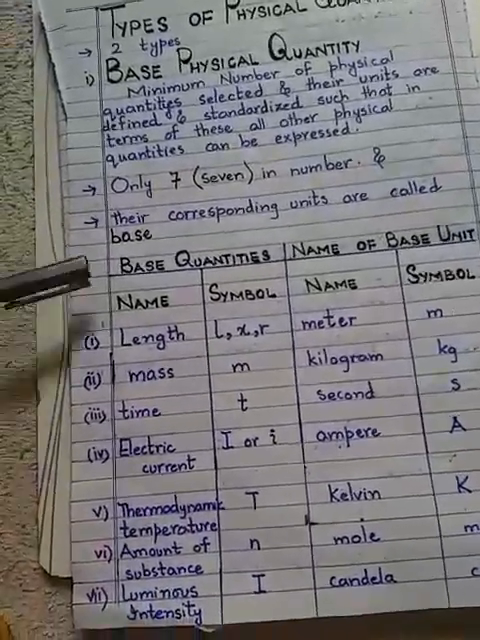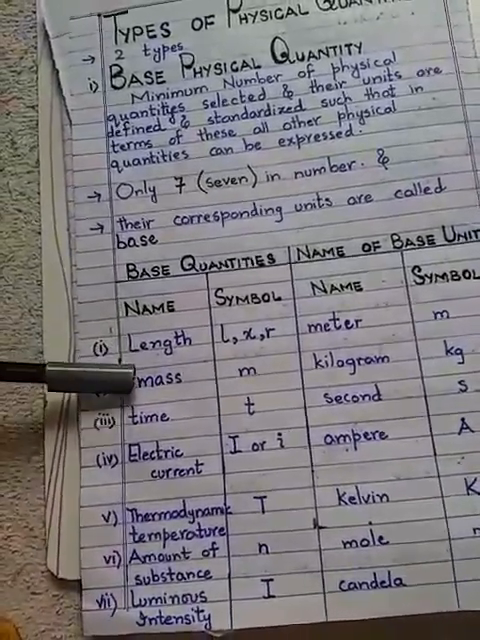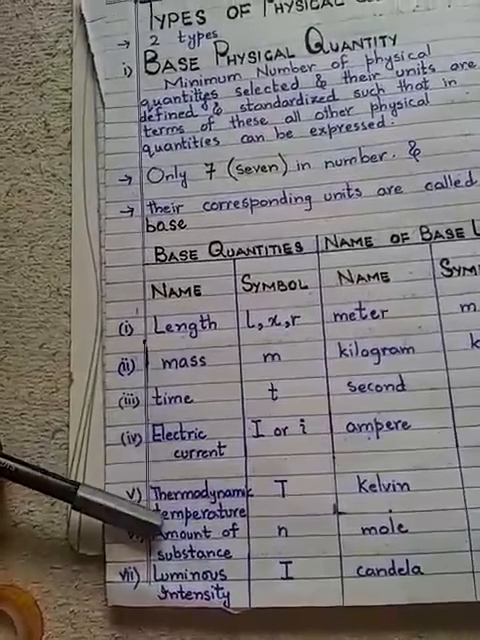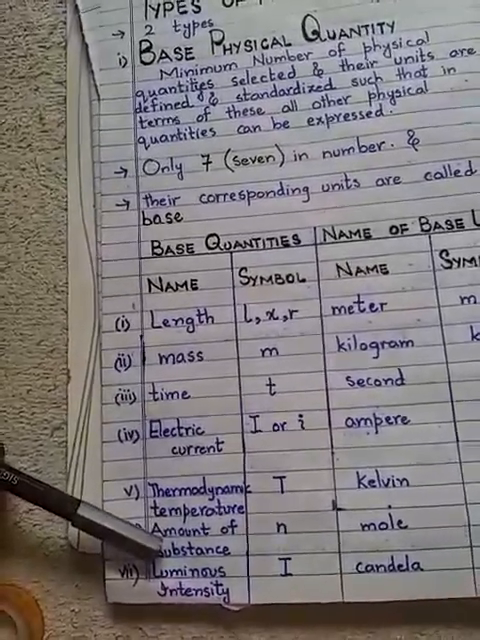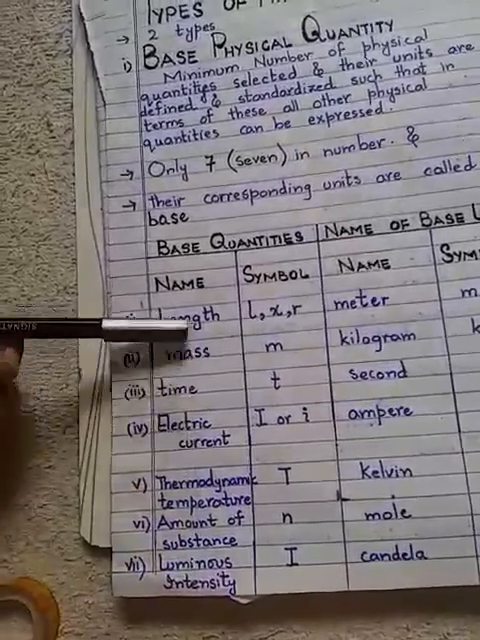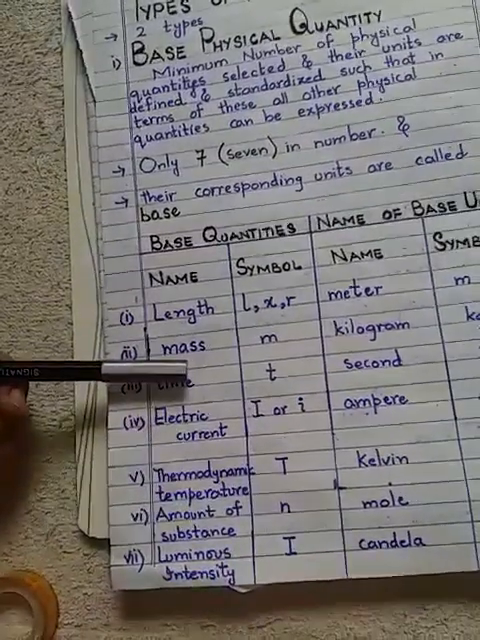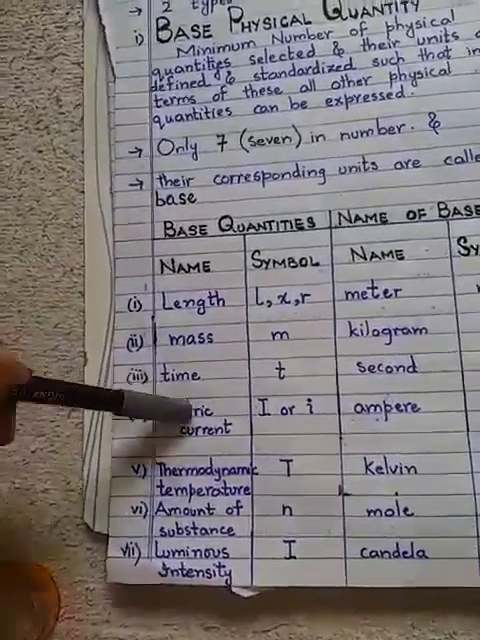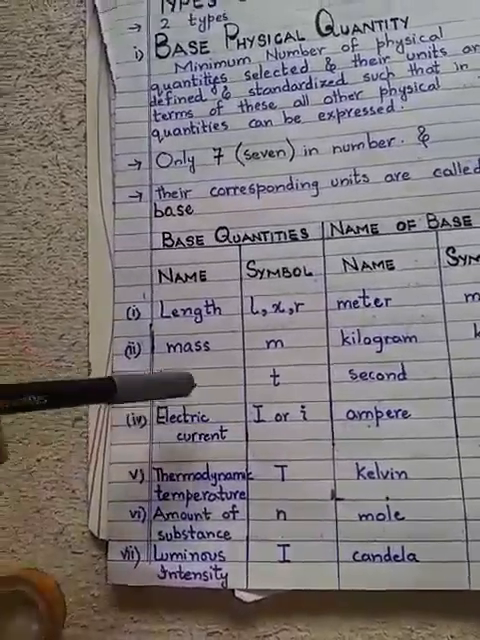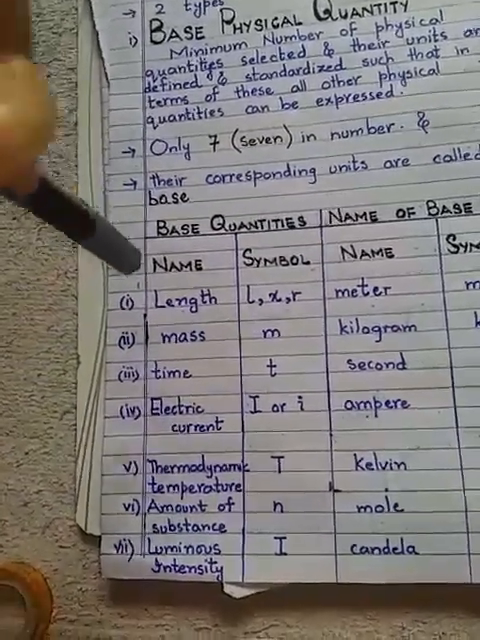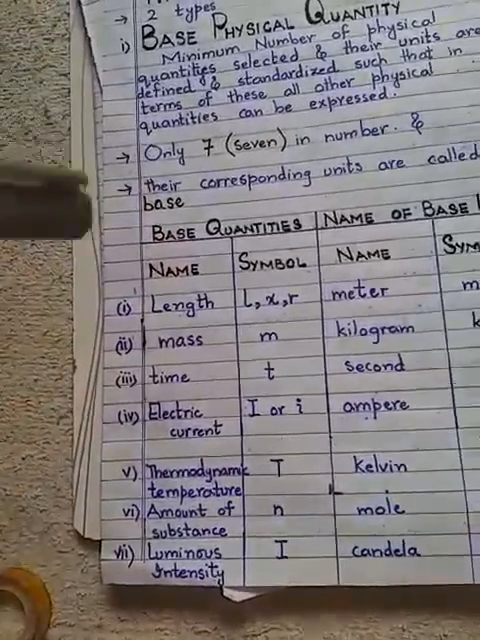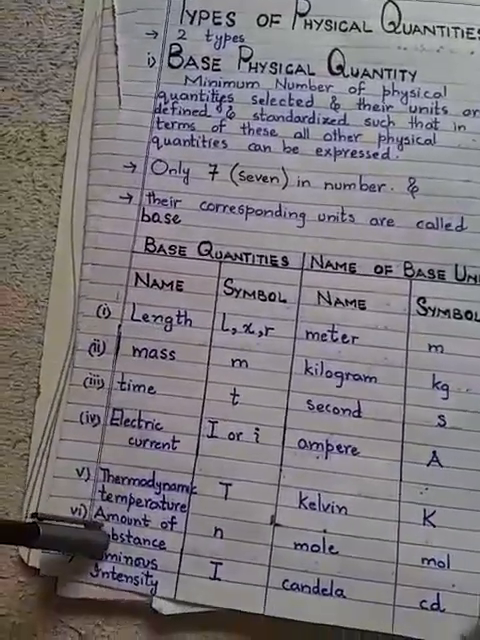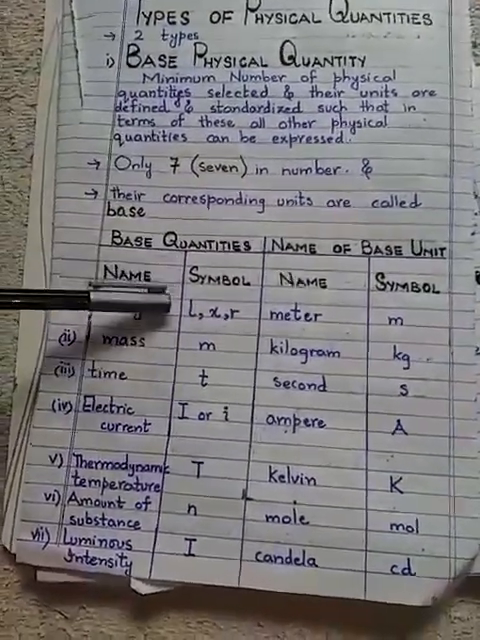One base physical quantity is length. Second is mass, then time, electric current, thermodynamic temperature, amount of substance, and luminous intensity. These 7 physical quantities were selected by the group of scientists, and in terms of these base physical quantities, other physical quantities can be expressed. The units used for these base physical quantities are known as base units.